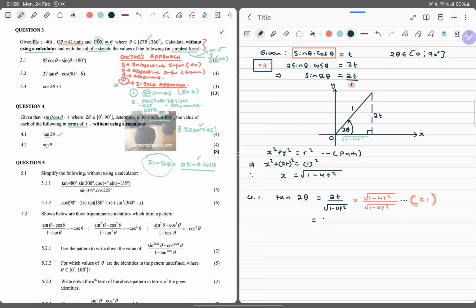Okay, so this is going to be 2t, the square root of 1 minus 4t squared, all divided by, now this is just 1 minus 4t squared. Can you see this is a difference of 2 squares? So a difference of 2 squares is always a rational number. There's no need to do anything any further. So be very careful, guys. How the question is posed is how you should respond, but have a plan.